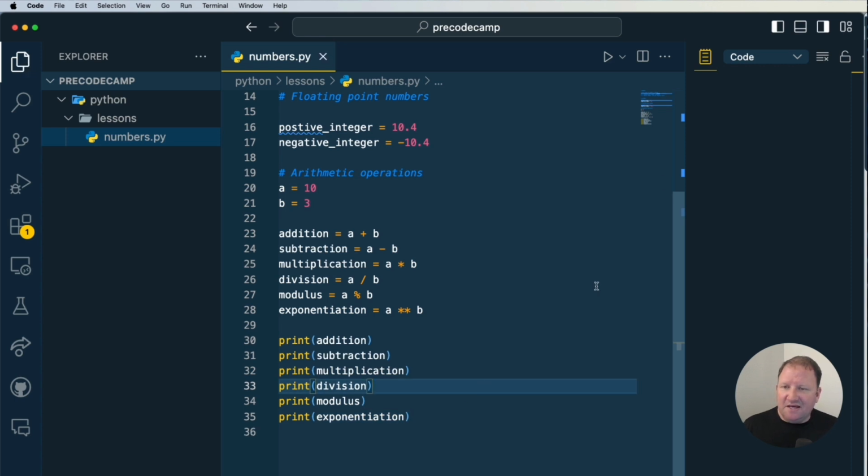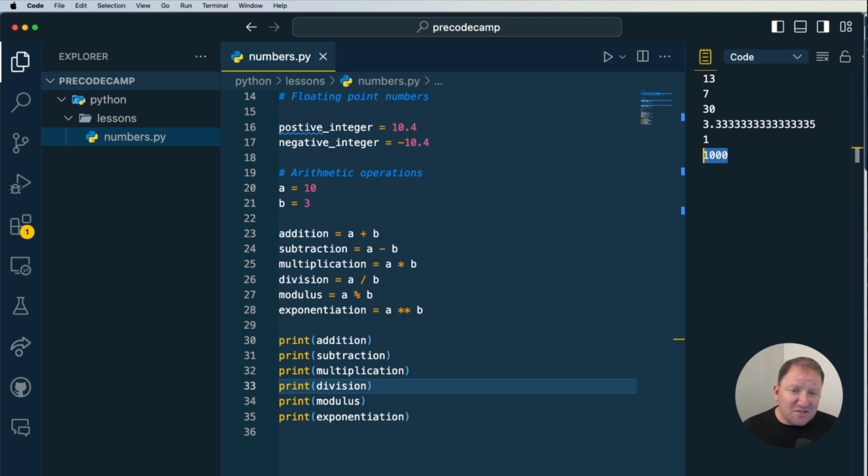All right, let's go ahead and save that and run it. And we can now see that 10 plus 3 is 13. 10 minus 3 is 7, 10 times 3 is 30, and then notice that we do get this floating point here, 3.33, for the division. We also get for the modulus the remainder of 1, and then the exponent, 10 to the 3rd power, you get 1,000. So various arithmetic operations that you can see are performed there.